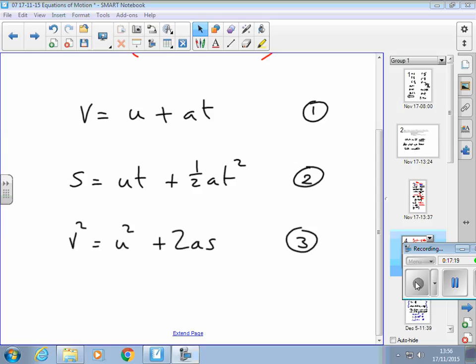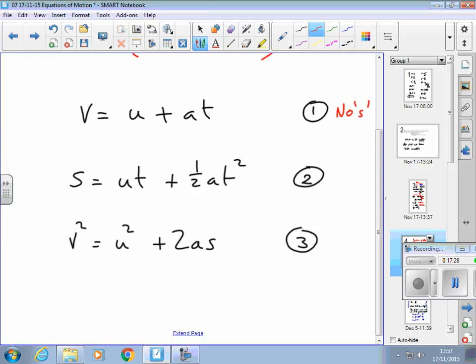So each formula is missing a variable which might be useful to us. There's no S in this one. There's no U in this one. Sorry, V in this one. And there's no time in this one. And so we might consider that when we're trying to use the formulae. We might have to rearrange the formulae. So there's a little bit of algebra involved. We'll certainly need to decide which formula to use and make sure units are consistent, as we mentioned before.